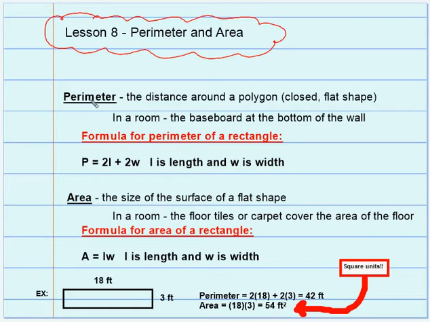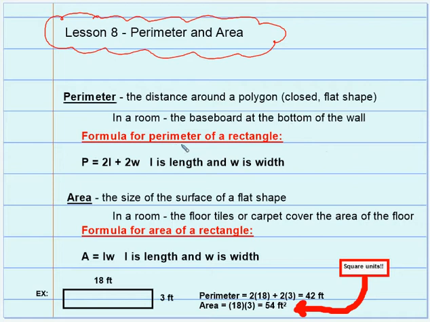Perimeter, right here, perimeter, that is the distance around a polygon, which is a closed flat shape. So in a room, you could think of it as the baseboard at the bottom of the wall, or if you had to put a wallpaper border all the way around, like around by the ceiling on every wall, that's perimeter. How far around do you have to go?